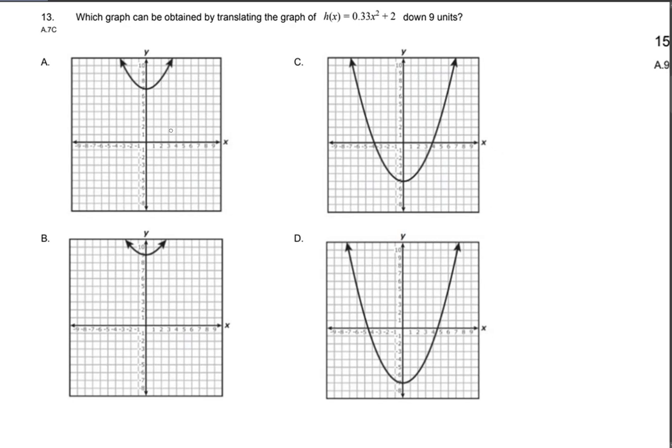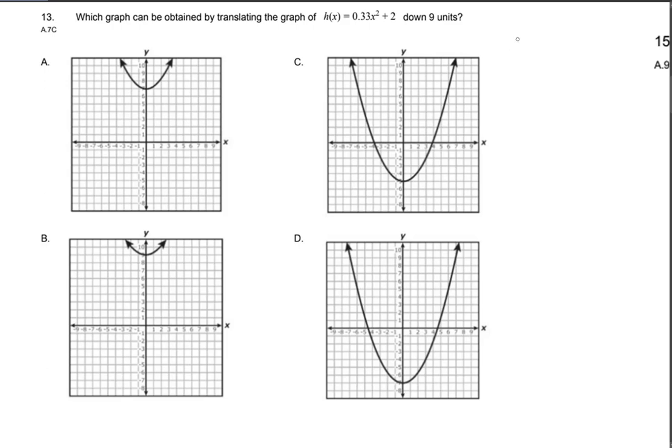Which graph can be obtained by translating the graph of this down 9 units? There are actually 2 ways you could do this. They're both kind of fun. So this one here, option number 1, I could graph this in my calculator. If I graph this in my calculator, it's going to have a vertex. And then I would move that vertex down 9 and see which graph matches it. All right? So that's option number 1.